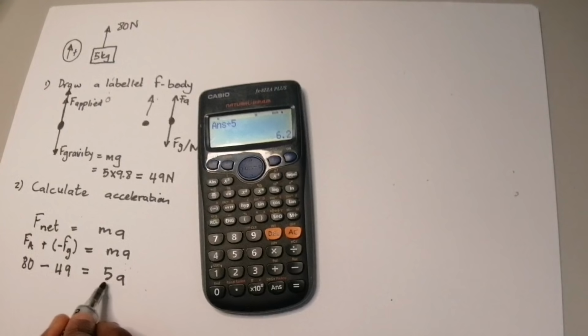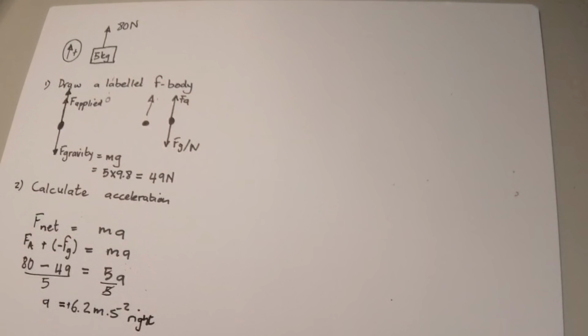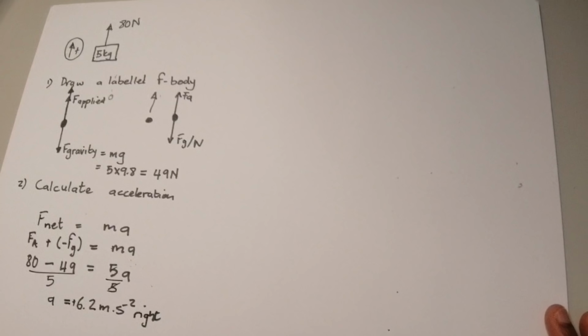So you got 31 and you divided both sides by 5, and your acceleration should be equal to 6.2 meters per second squared. Note once again, your acceleration came out as positive. So what does that mean? It means this body was going towards the right. I hope that helps. I hope that can be understood perfectly.